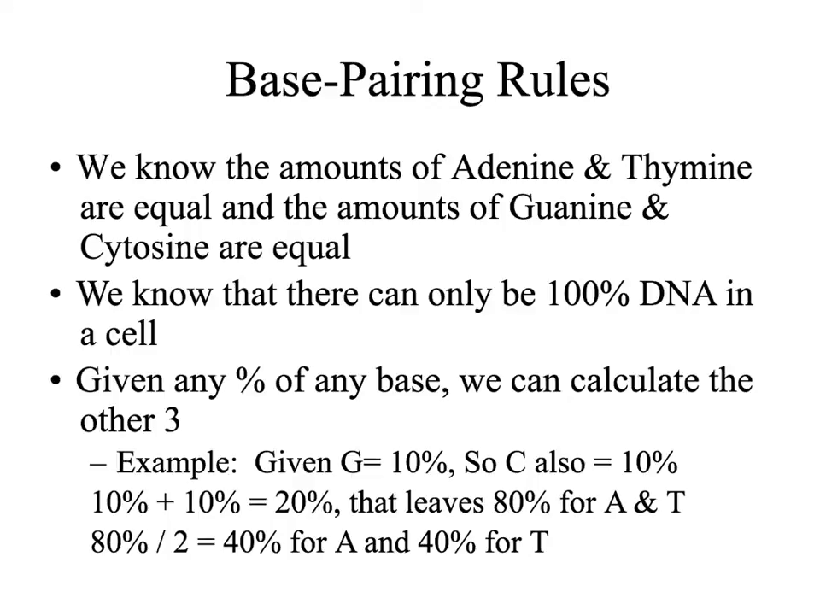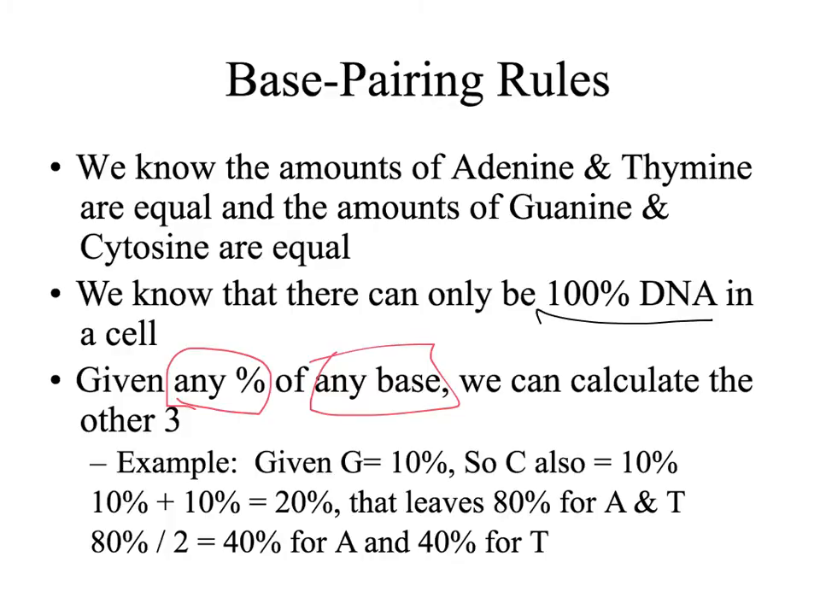Okay, so now let's get a little bit more into those base pairing rules. We know the amounts of adenine and thymine are equal. Chargaff told us that. And the amounts of guanine and cytosine are also equal. Now when I say equal, I don't really mean truly equal, but they're really close, like within a few tenths of a percentage for each. So we're going to assume that they are equal. Okay. Now, if we take a normal cell, we know that there can only be 100% of DNA in the cell. There can't be more than that because the 100% is all there is. So with that in mind, given any percentage of any base, we should be able to calculate the other three.